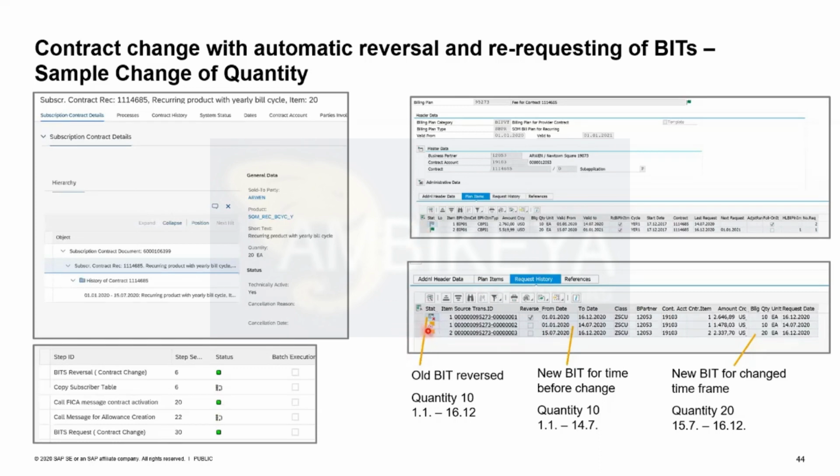For the old time, there is a bit which is already requested against the old item, and an additional bit with respect to the new bill plan item is triggered. Okay, so now the quantity is changed, so the price is also changed. And the first one is from 1st of January till 14th of July, the amount is calculated and the bit is created accordingly.